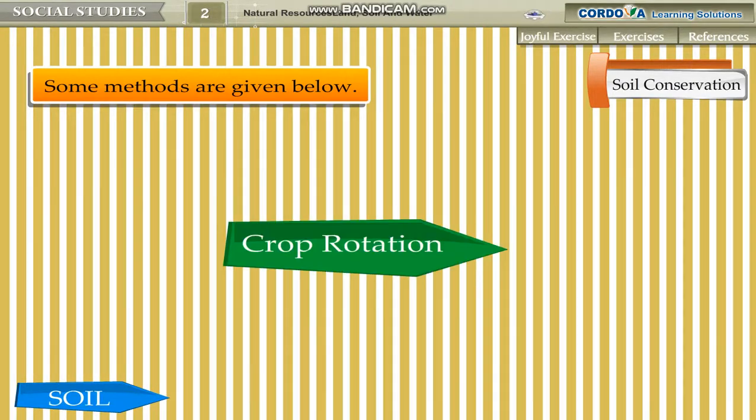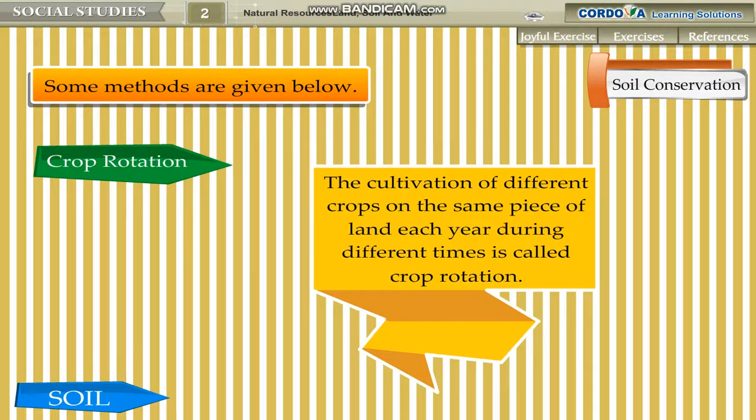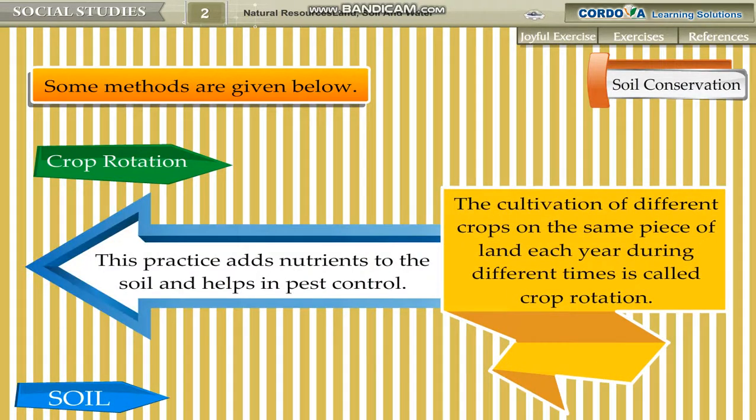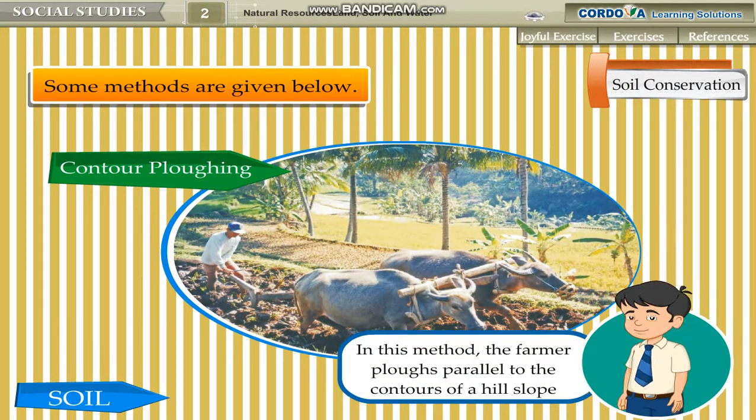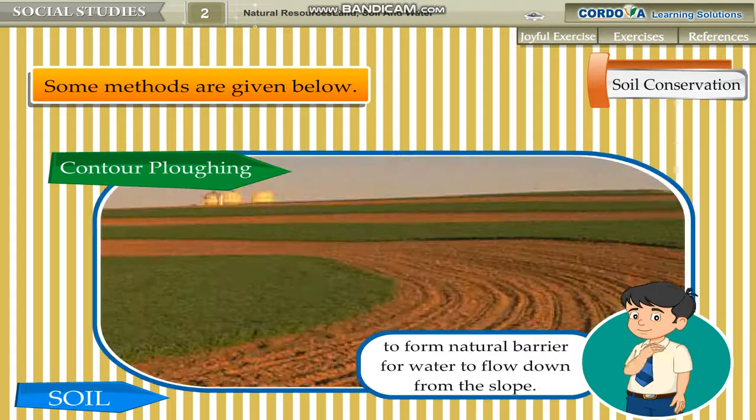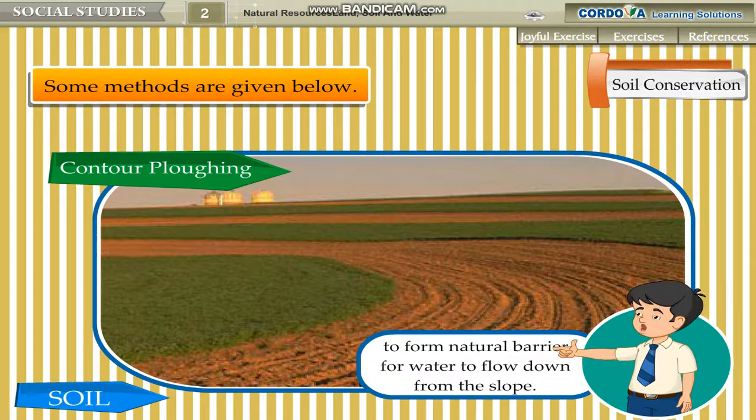Crop rotation. The cultivation of different crops on the same piece of land each year during different times is called crop rotation. This practice adds nutrients to the soil and helps in pest control. Contour plowing. In this method, the farmer plows parallel to the contour of a hill slope to form a natural barrier for water to flow down from the slope.